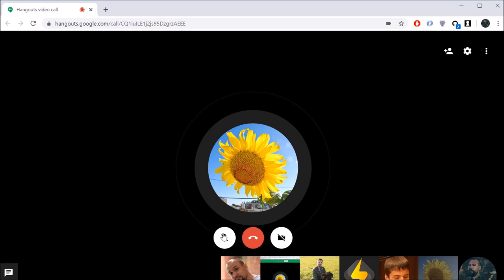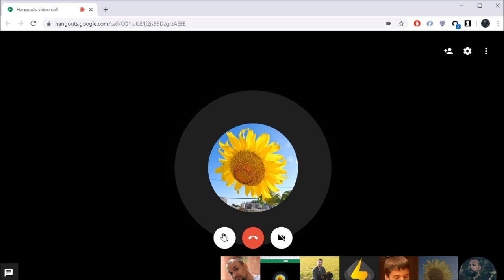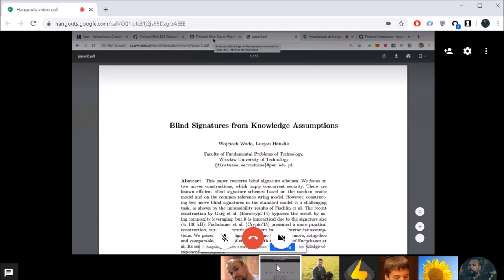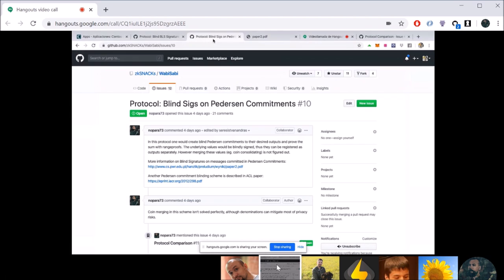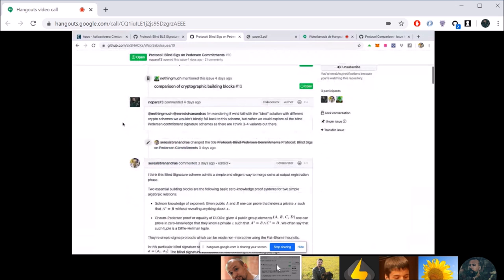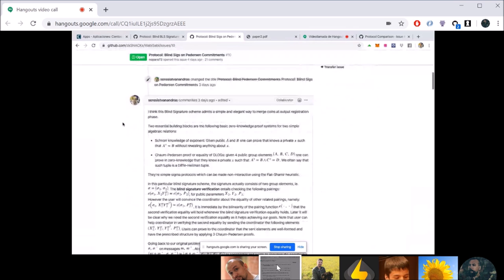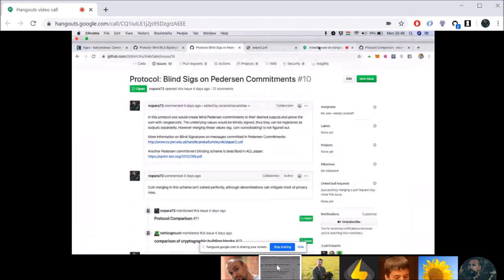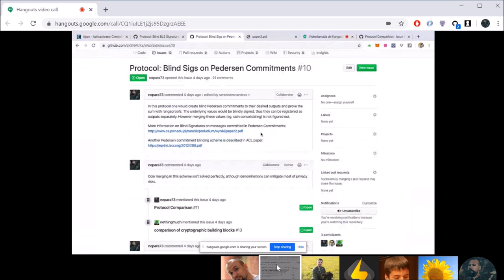I think the next thing we should do is go over issue number 10. I think we should have enough time to cover it based on what we already did. It's quite similar because it also uses bilinear groups. The Pedersen commitments are similar, but the signature algorithm and the verification equation are different. It introduces some problems, but it also solves some problems, and I think that's a good direction to go in for today.